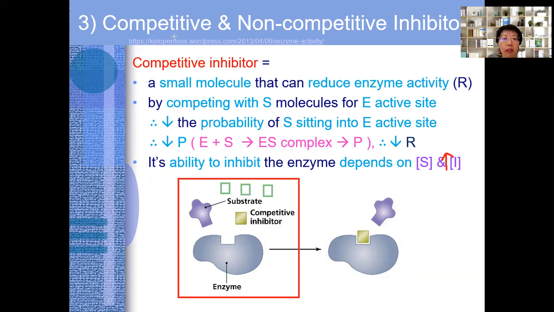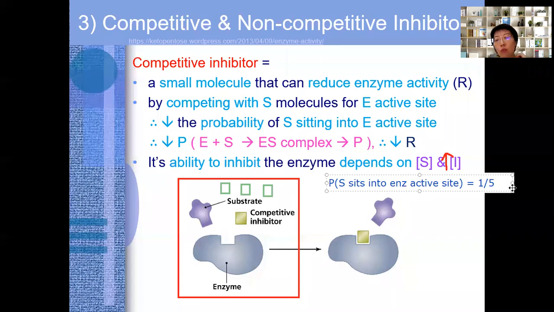What is the probability of the substrate sitting in? Which class am I having? Okay, all right. Sufyan, what is the probability of my substrate sitting into the enzyme? 1/5. Yes, very good. Enzyme active site is equal to 1/5, right? Because altogether there are 5 molecules trying to sit in, and your substrate is one of them. The chance of sitting in is 1/5.